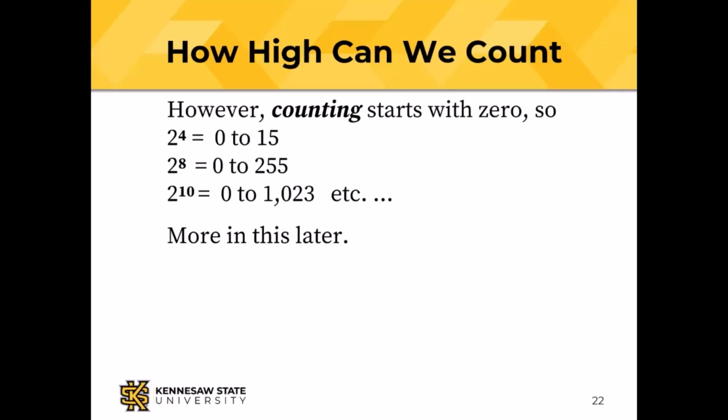Okay, counting starts with 0. So with 4 bits, I can count from 0 to 15. With 8 bits, I can count from 0 to 255. With 10 bits, I can get up to 1,023. I can enumerate 2 to the n things, but I can only count to 2 to the n minus 1.